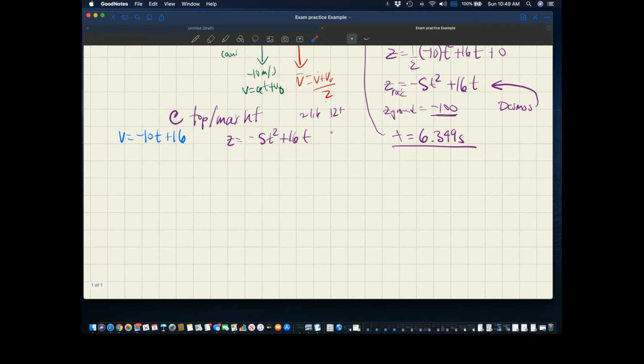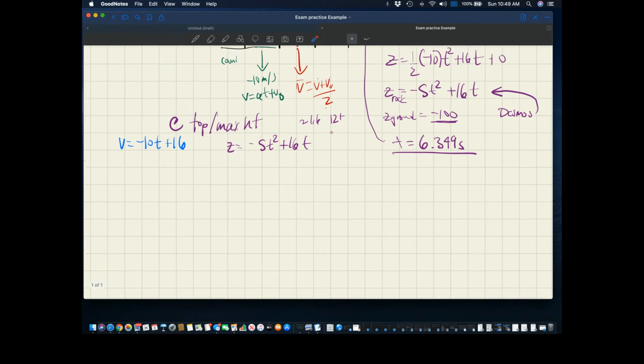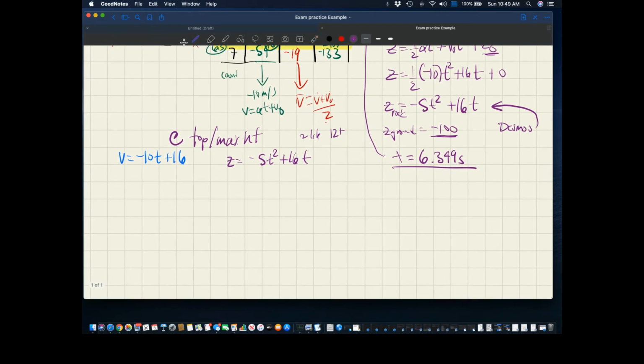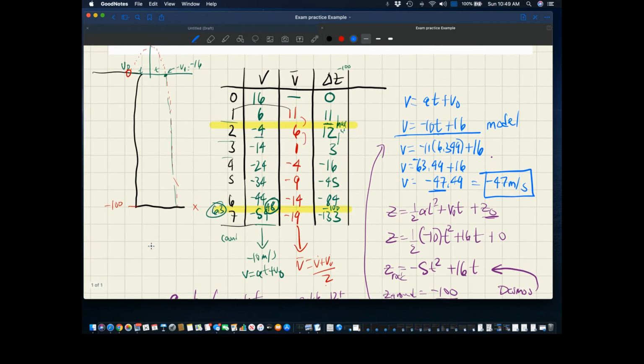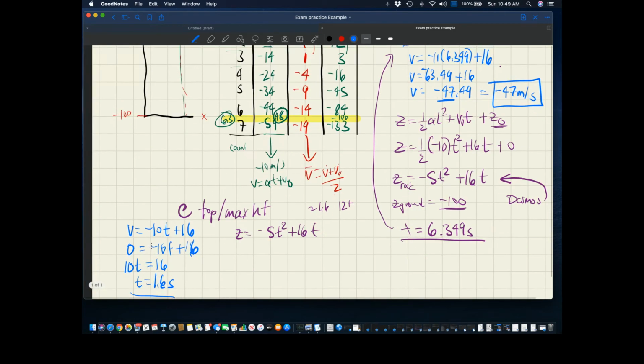So let's see here. What we want to know is when at the top, we know the velocity is 0. And that's a key thing for us to know. So 0 is the velocity, minus 10t plus 16. So 10t equals 16, and that means that t equals 1.6 seconds. And if we go back to the table, we estimated it should be between 1 and 2, so that matches.